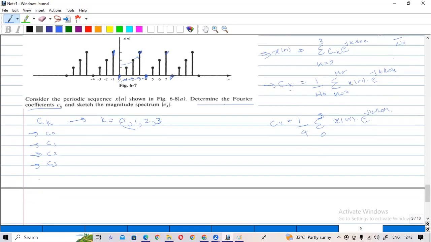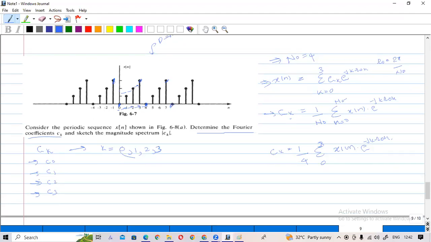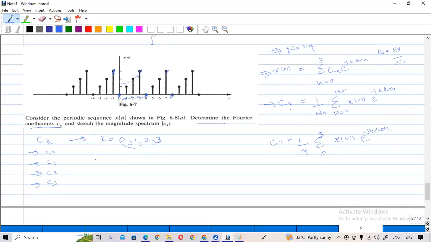Right, so let's start from the beginning. Let's try to evaluate c0. c0 means k is equal to 0.